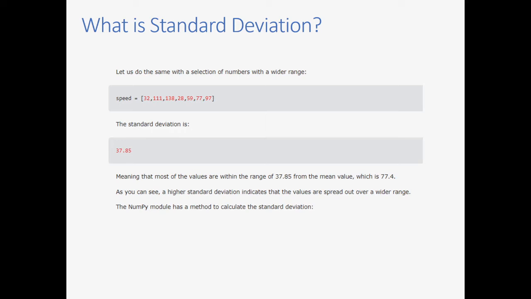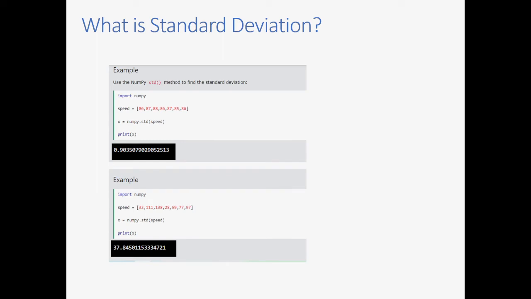The NumPy module has a method to calculate the standard deviation. So we use the NumPy function std to find the standard deviation. In the first program we import numpy, and then speed is equal to 86, 87, 88 and so on. Then to compute, we have x equals numpy.std of speed, and then we print x. So here we have the standard deviation.